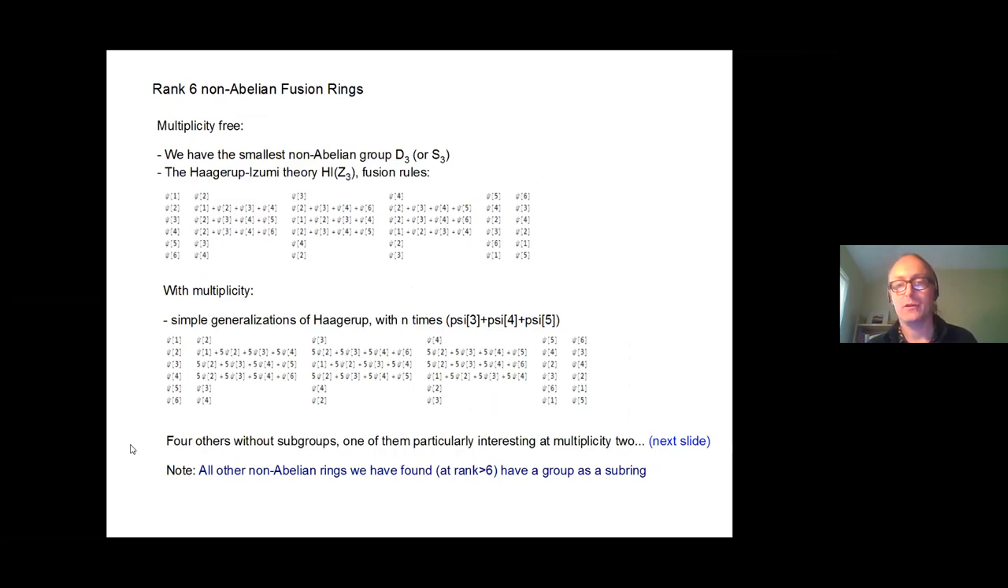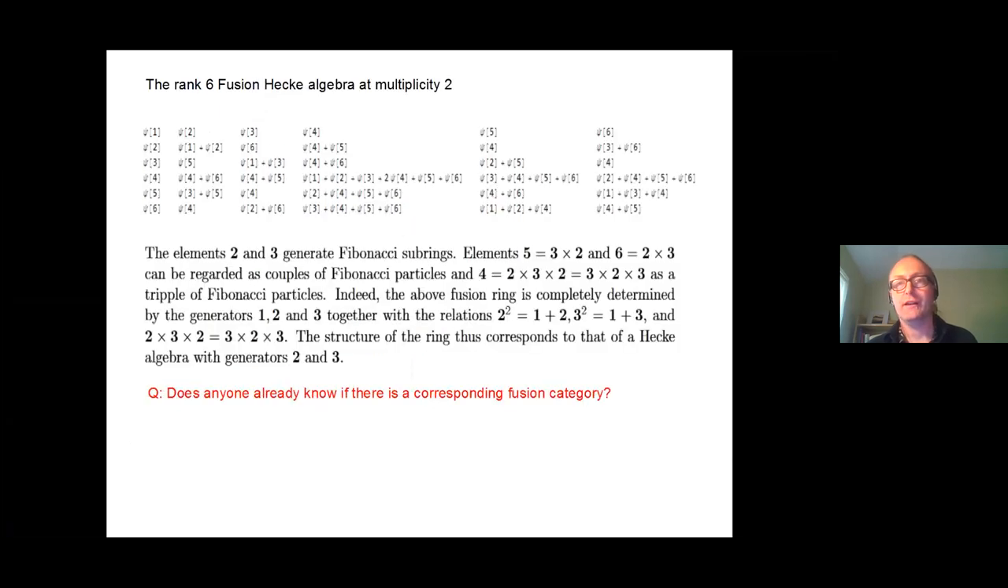There's one particularly interesting one, which is actually at multiplicity 2, and this is actually a Hecke algebra. So here we have a theory that has two particles that both are Fibonacci particles and generate Fibonacci subrings, but then if you take the product of those two, it depends which order you take to get different particles, particle 3 times 2 or 2 times 3. But then 2 times 3 times 2 and 2 times 2 times 3 are the same. This is the usual braid relation from the Hecke algebra. So for the two generators of the Hecke algebra, you can easily see that there must be a multiplicity 2 there. It's the only multiplicity that appears.